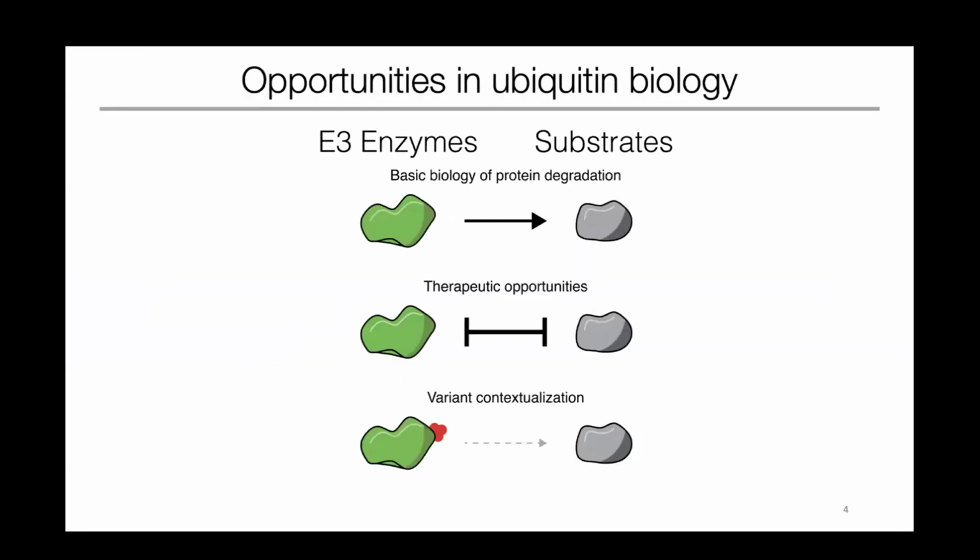When I was starting graduate school, I thought that there were a lot of opportunities in ubiquitin biology, both from just the basic biology of protein degradation, as well as therapeutic opportunities. You could imagine stabilizing these interactions or preventing them. And also for variant contextualization. For example, if you had a variant in an E3 and you didn't know what substrates it was degrading, you might not be able to say anything informative about that variant.